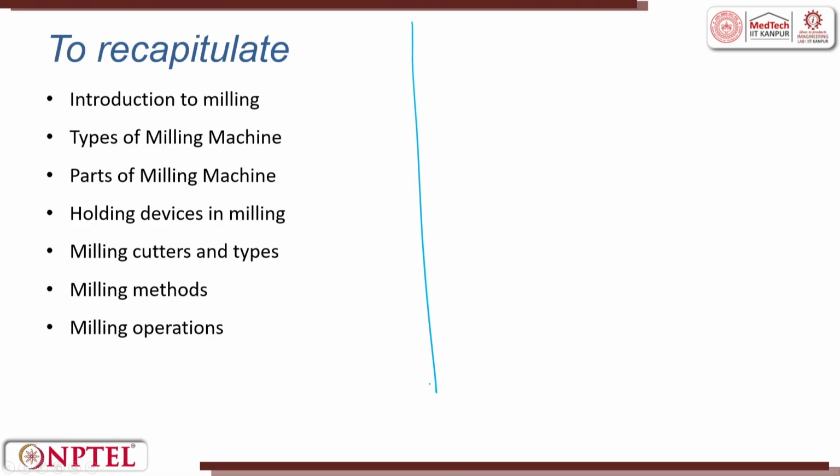Friends, to recap what we went through in this lecture, we saw the introduction of milling, then types of milling machines, then the parts involved in a milling machine, holding devices, different types of cutters, in horizontal and vertical. Then we also saw different types of milling methods and various milling operations.